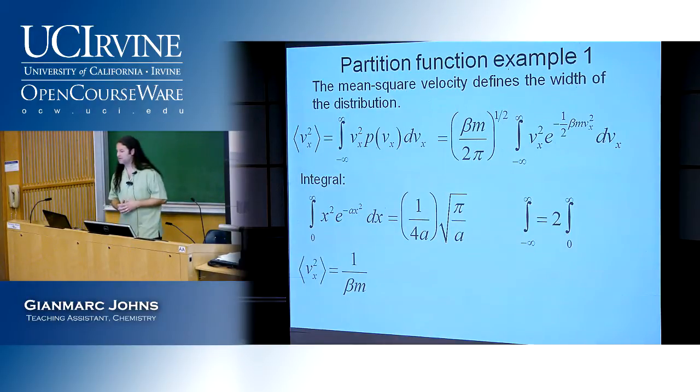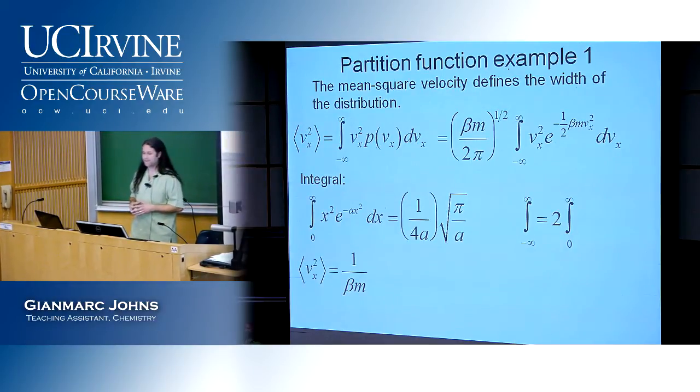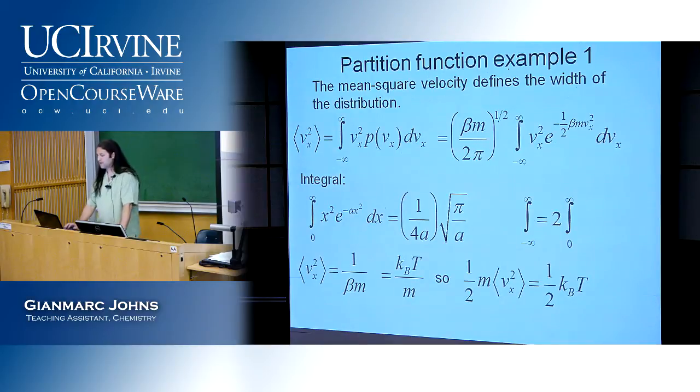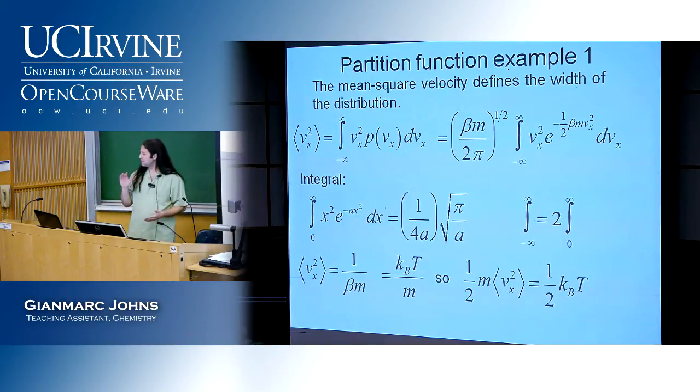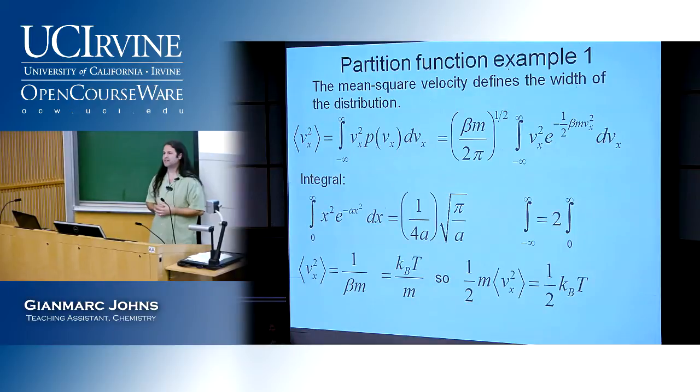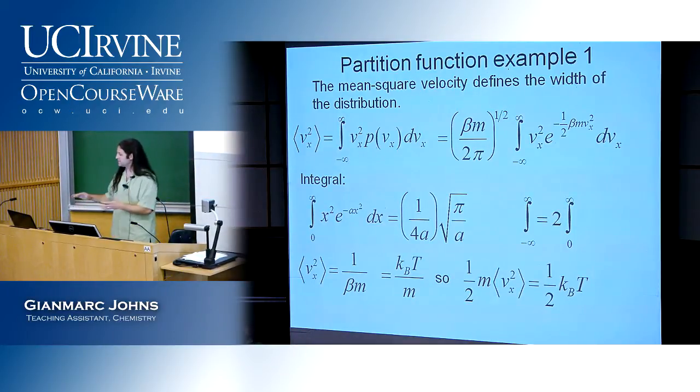So if we solve this integral, it's also a well-known integral. It simplifies down to 1 over beta m. So the average of v squared only depends on 1 over beta m. We were out to get the average kinetic energy, right? So that's 1/2 mv squared. And if we have the average value of v squared, we can just plug that right in. So the average kinetic energy works out to be 1/2 kT. Right? So it's nice and simple, it just works out to 1/2 kT.